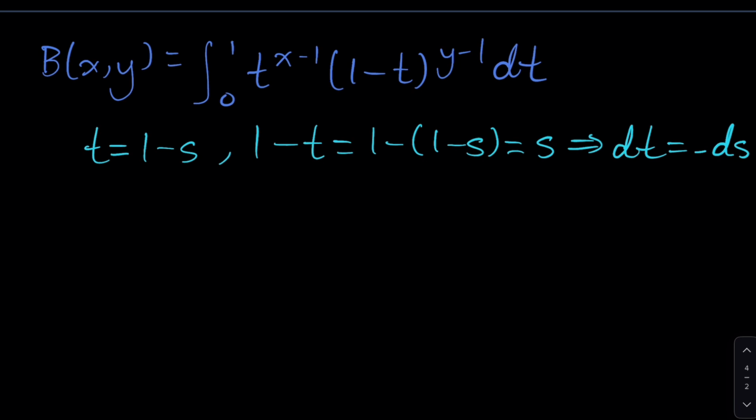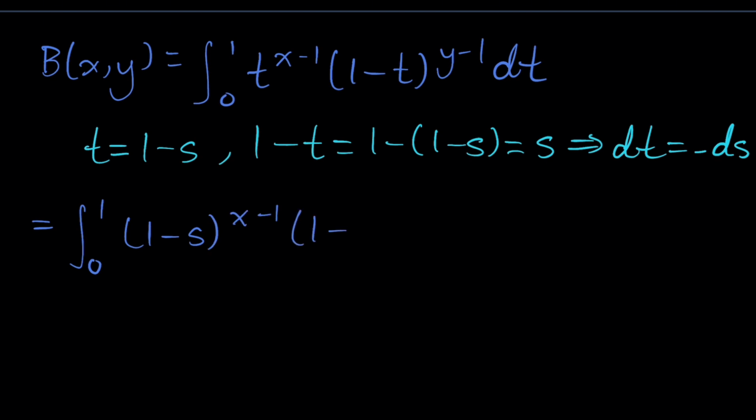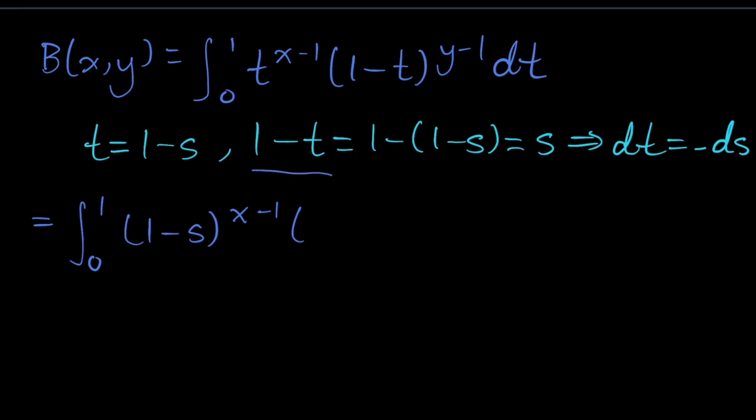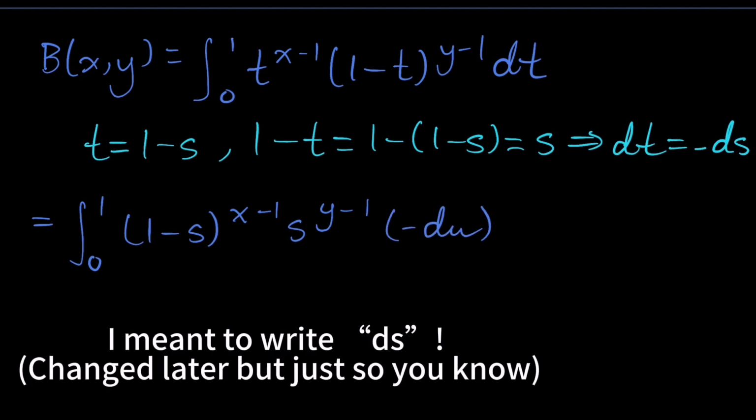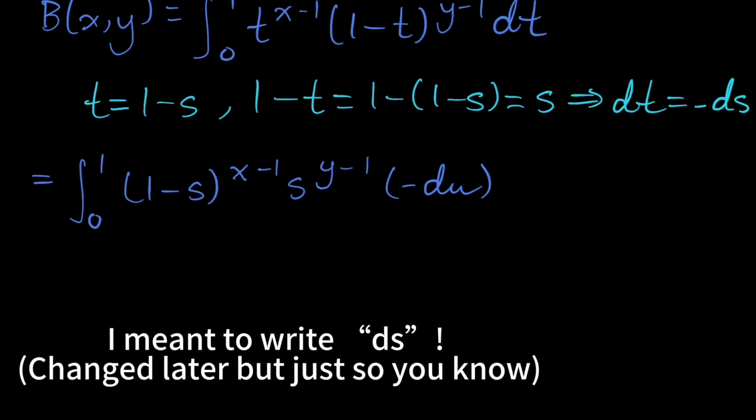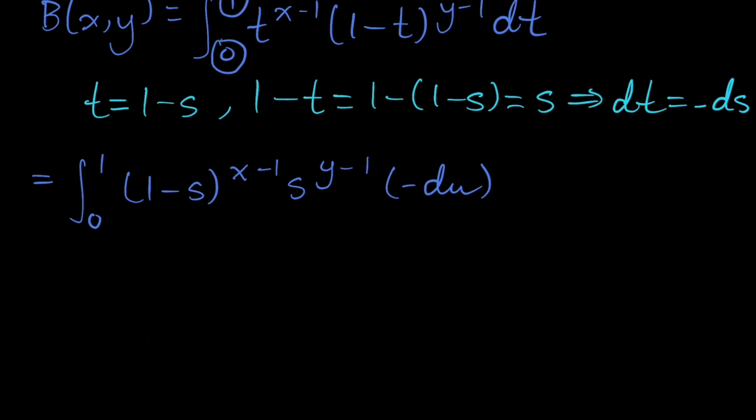Okay, now all we have to do is to substitute our variables in there. So we have 1 minus s, to the x minus 1. And we have 1 minus our t. But we have already shown that 1 minus t is equal to s. So all we have here is s to the y minus 1. And here we have a negative du. And what we also have to notice is that our limits change from 0 to 1 to 1 to 0.